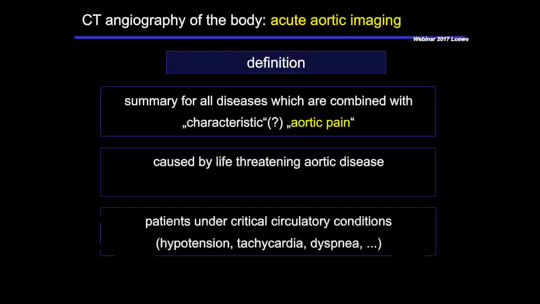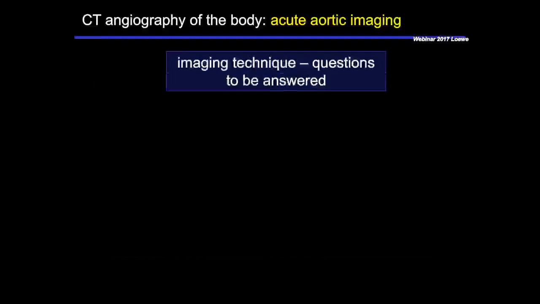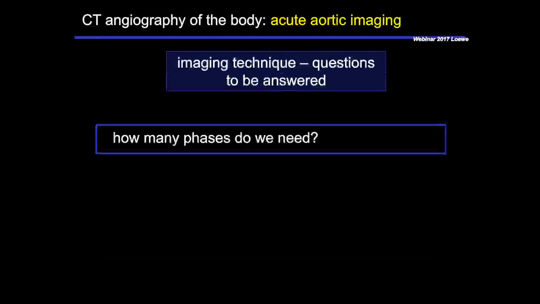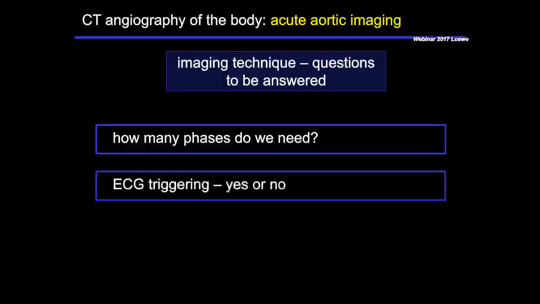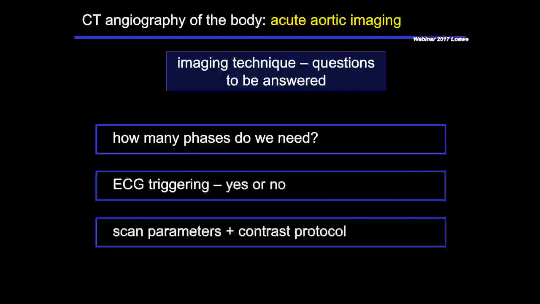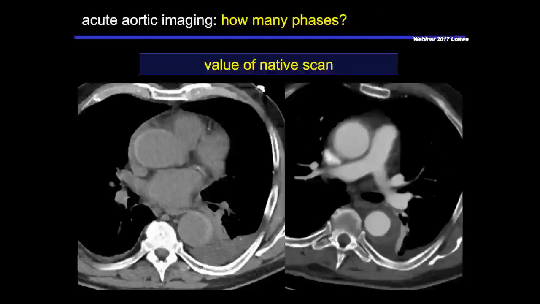And there are the usual questions about the best imaging technique in such a situation facing such a patient. How many phases do we need? So it means contrast phases. Should we apply ECG triggering? Yes or no? And how the perfect scan parameters and contrast protocol should look like. Well, the question how many phases is always the question, should we add a native scan on top?